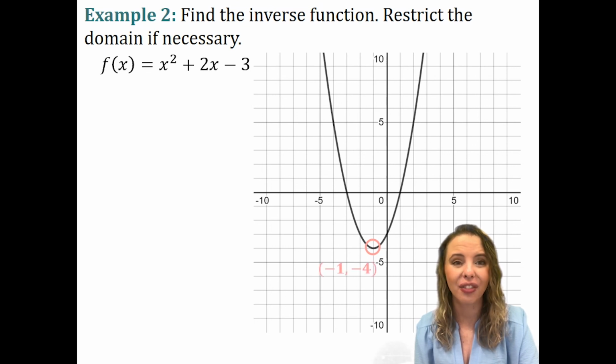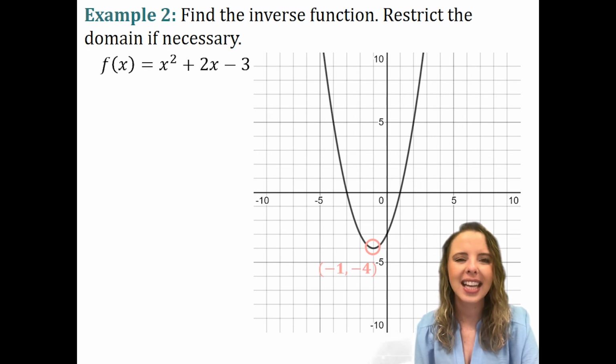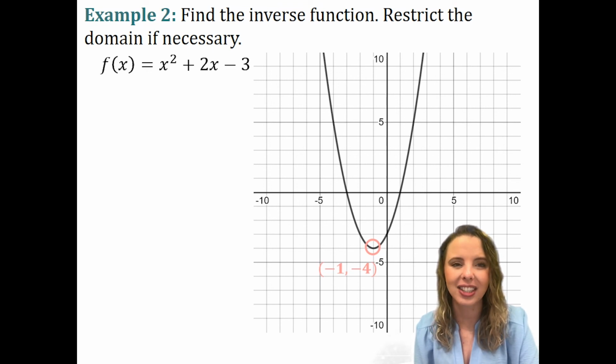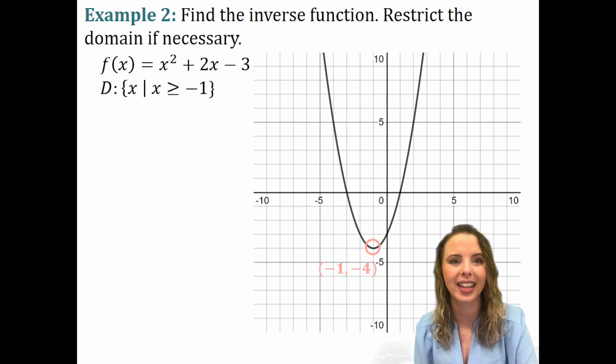It's -1, -4. Why is this vertex important? It is important because this is the turning point. If we take the function and we split it in half at the vertex and we erase one half of the function, then we have a function that does indeed pass the horizontal line test. So you get to choose, but we're going to limit the domain. In this case, I'm going to say I want to work with the positive side. So I'm going to say that the domain is greater than or equal to -1. You could have very easily said less than or equal to -1 as long as it was on one side of the vertex or the other.